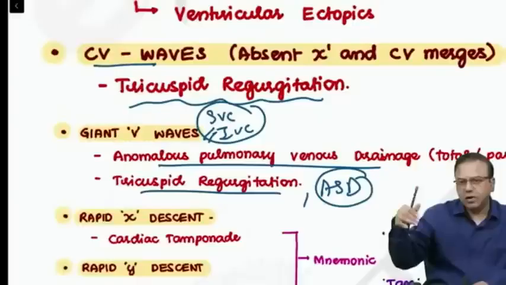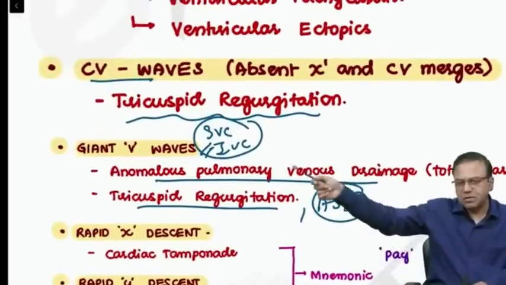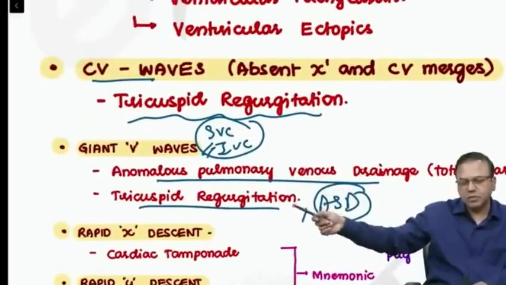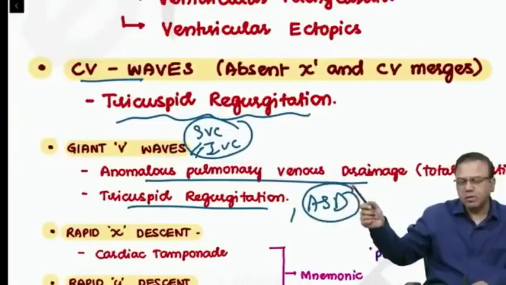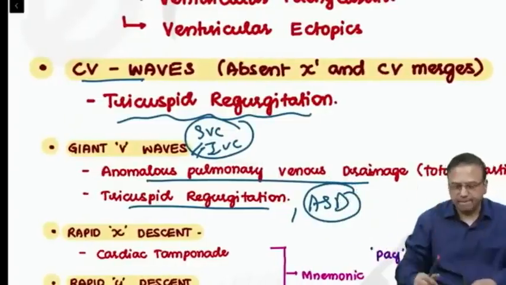It came from left atrium, ASD. It came from ventricle, extra blood came from ventricle. Apart from SVC, IVC, more blood came from ventricle, tricuspid regurgitation. It came from anomalous pulmonary veins. In all these, the V will start becoming tall. V is venous collection of blood in the atria.